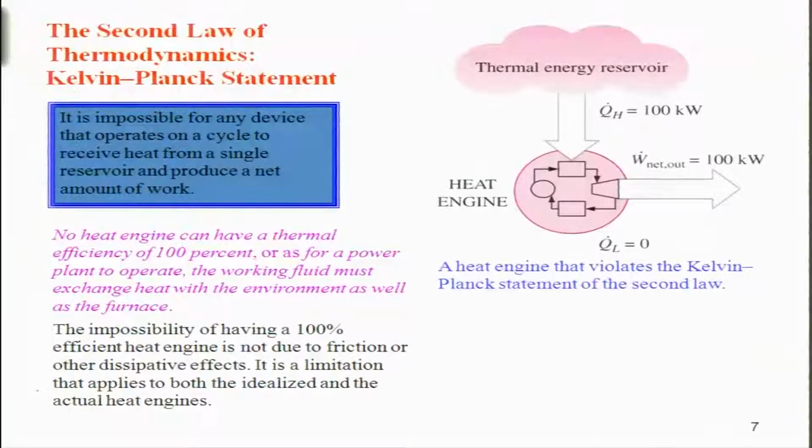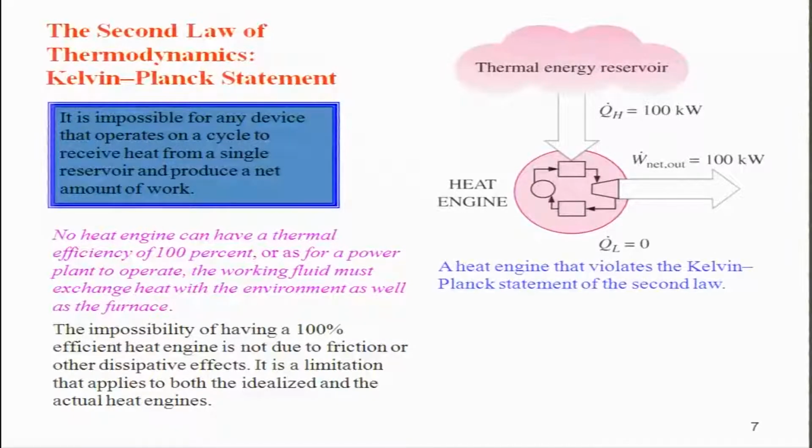So, this brings us to the second law of thermodynamics statements. For a heat engine we make use of the Kelvin-Planck statement, which says that it is impossible for any device that operates on a cycle to receive heat from a single reservoir and produce a net amount of work. This is equivalent to saying that QL would be 0, which would violate the second law, or violate the Kelvin-Planck statement of the second law. So, in other words, eta can never be 1, okay.